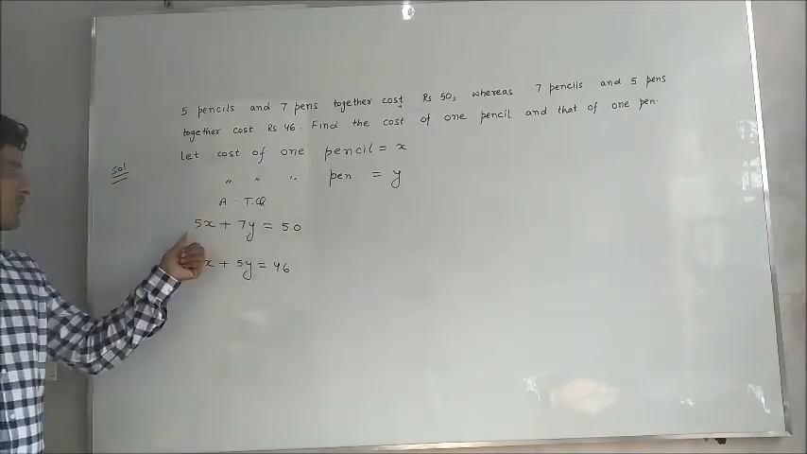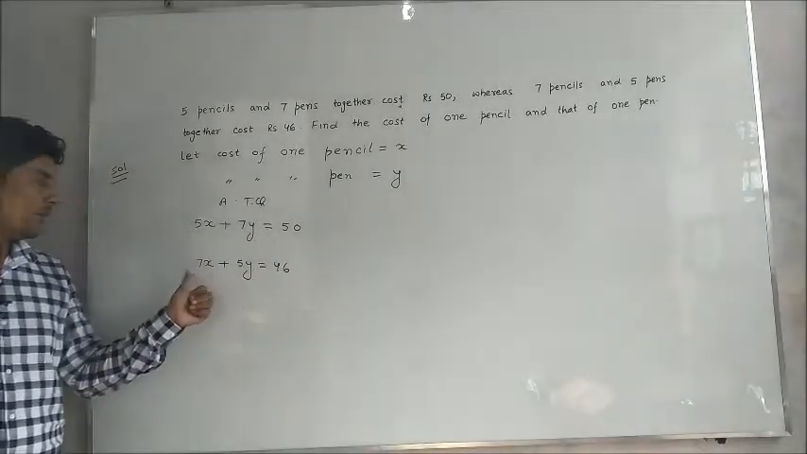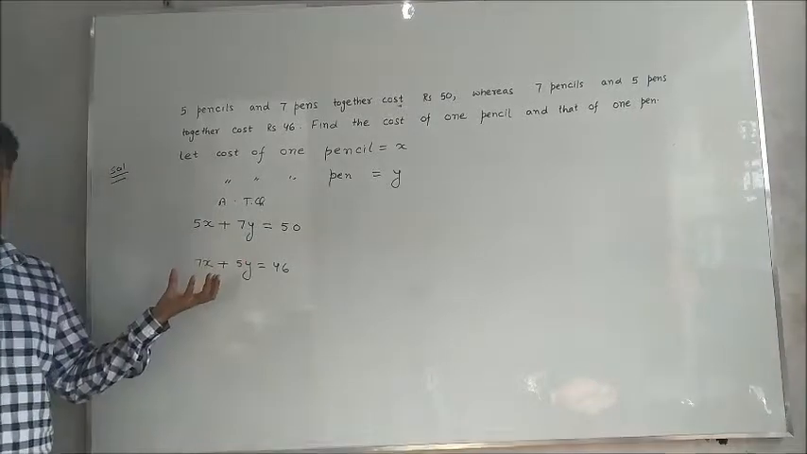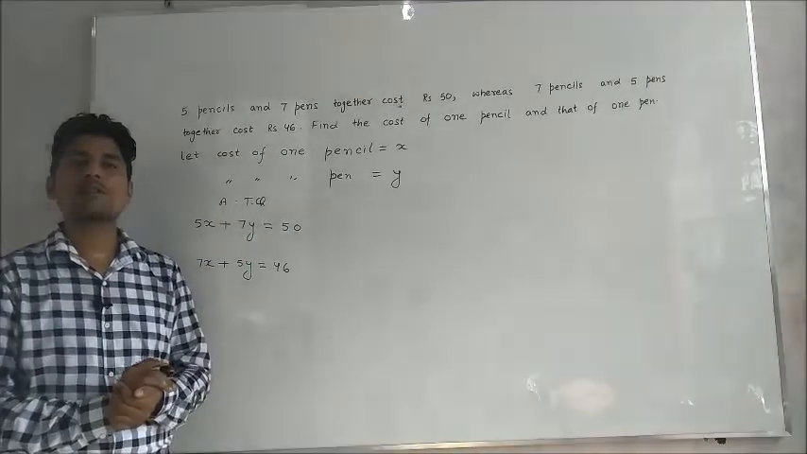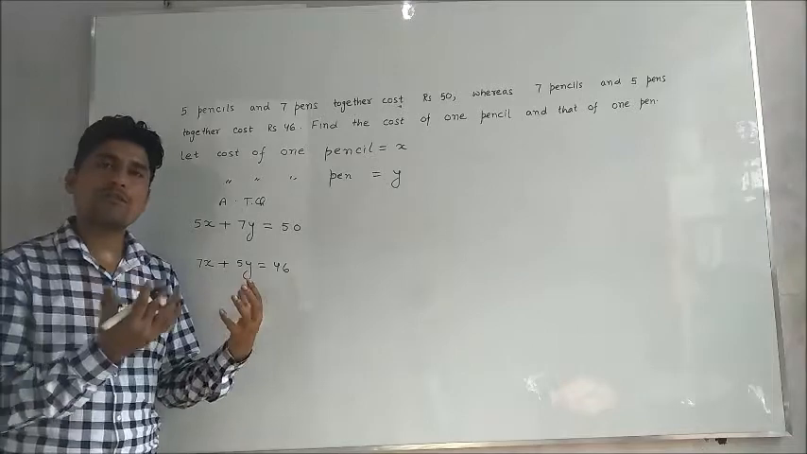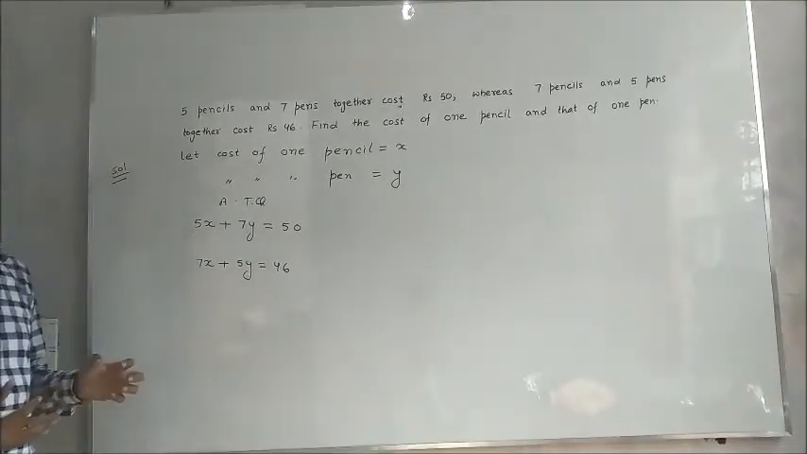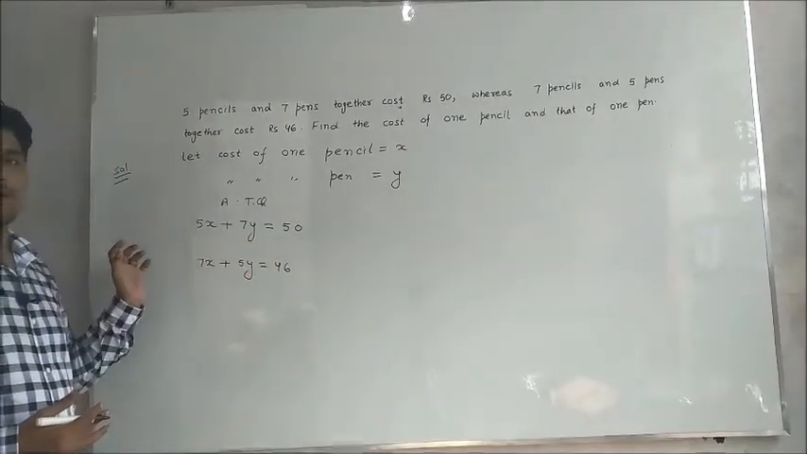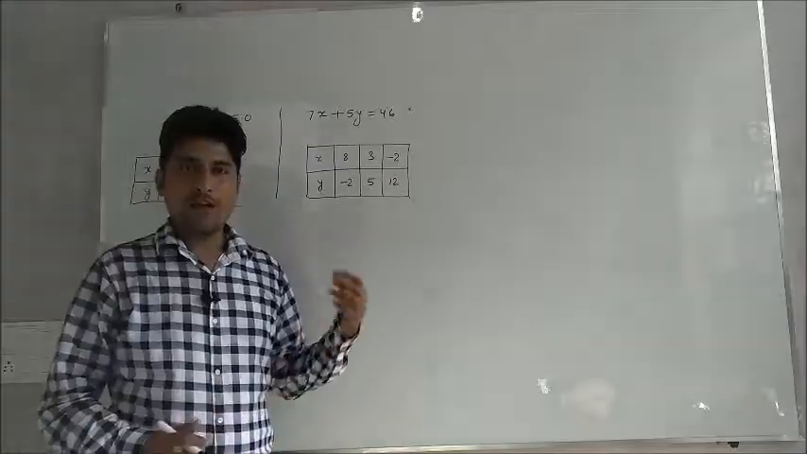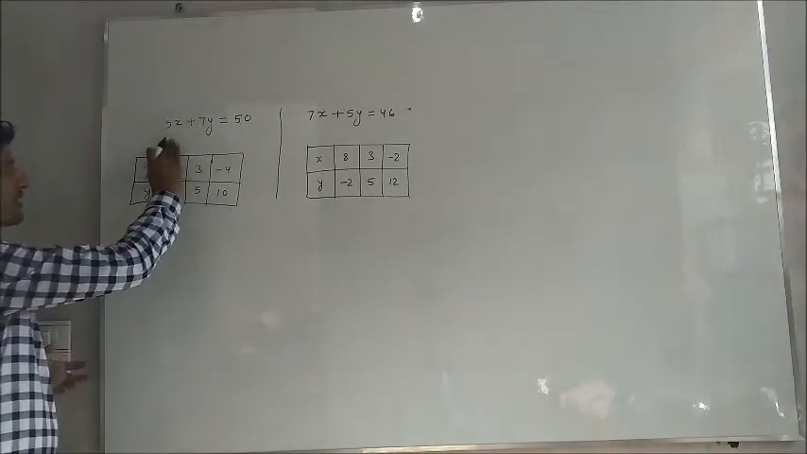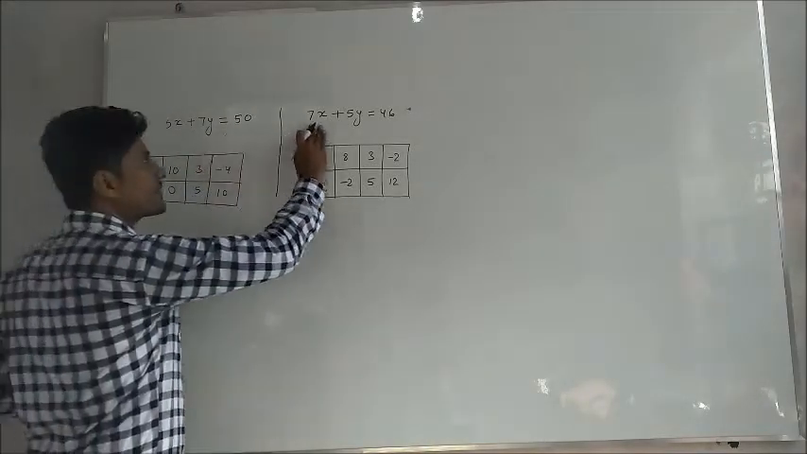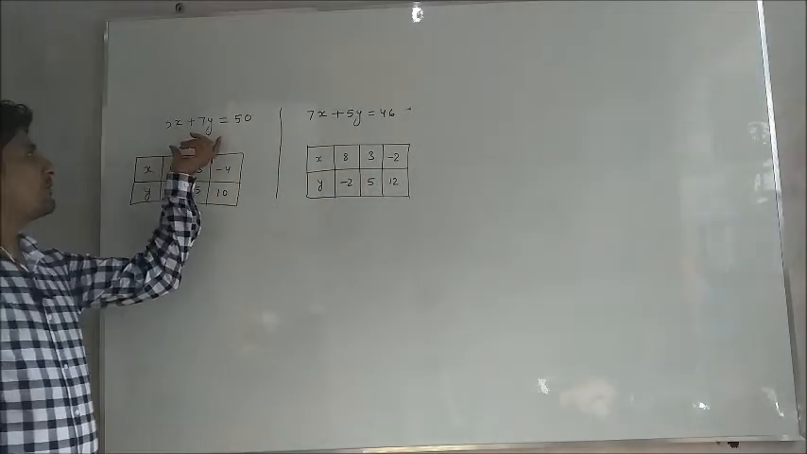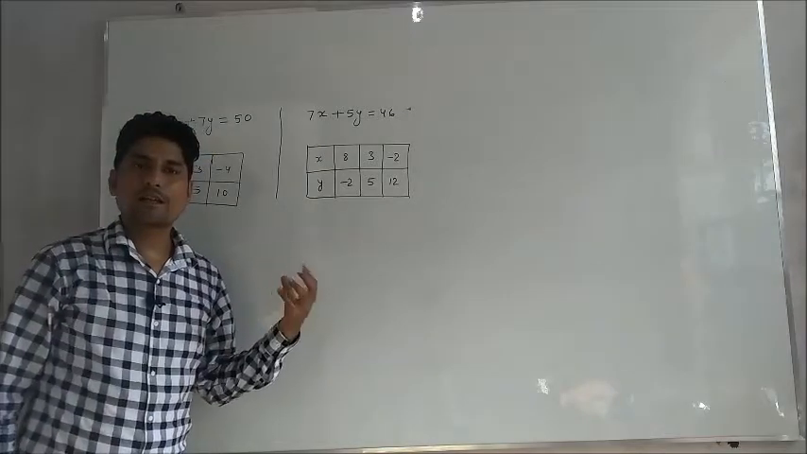Now we got both the equations: 5x plus 7y equals 50, while 7x plus 5y equals 46. After getting both the equations, now we have to solve these two equations graphically. So let us see how to solve these two situations graphically. As I have already explained in the previous exercise how to solve the given equations graphically. So let us see this. After forming both the equations, the very first equation is 5x plus 7y equals 50, while the second equation is 7x plus 5y equals 46. Now we have to solve these two equations graphically.